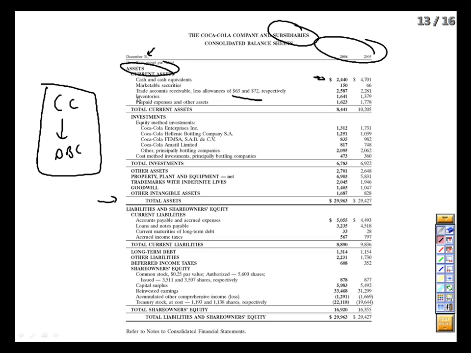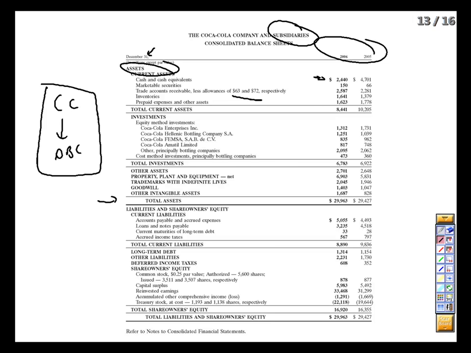Inventories next. How do we get cash out of inventory? Well, we sell it. So first we have to find ourselves a buyer, and then it becomes a receivable. And then we wait 30, 60, 90 days for the receivable to get turned into cash. So inventory is a little less liquid than receivables.